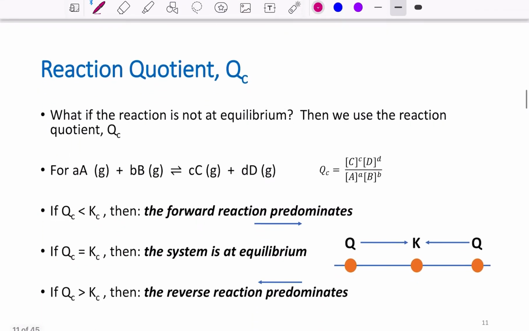So what is a reaction quotient then? Well, reaction quotient is actually calculated the exact same way as Kc. The difference is that Kc is your equilibrium expression.